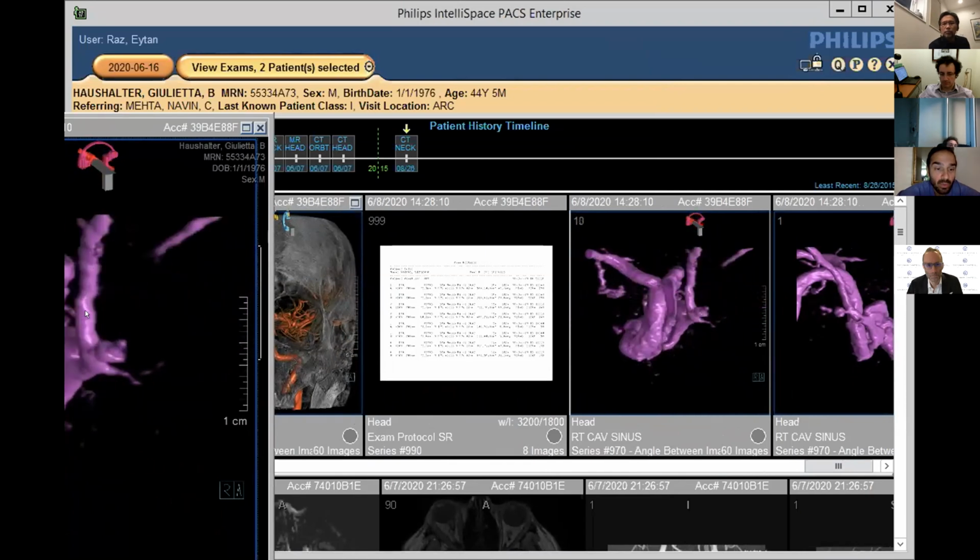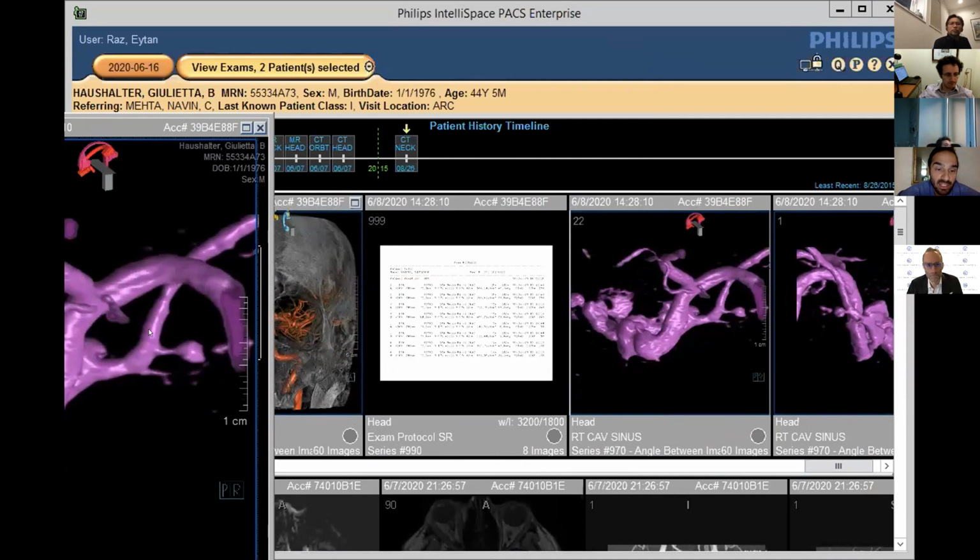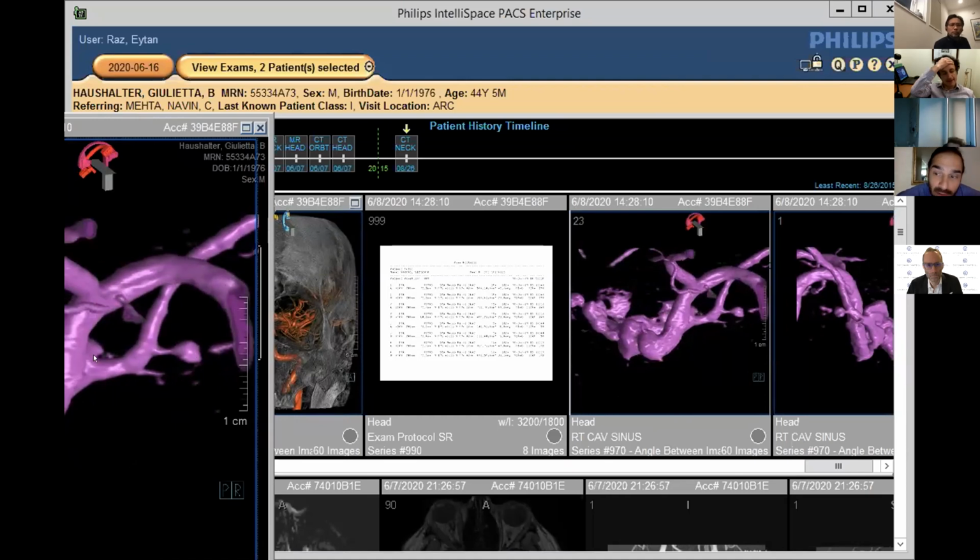We can go a little deeper into this anatomy, but essentially this is the superior ophthalmic vein. This is a lateral view of it. This is the superior ophthalmic vein. This is the inferior ophthalmic vein. This is the anterior part of the cavernous sinus.